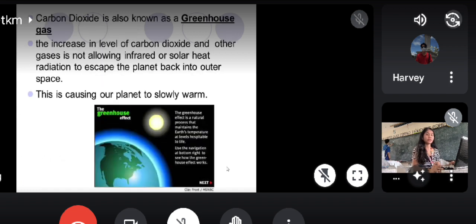Last is carbon dioxide. Carbon dioxide is also known as a greenhouse gas. The greenhouse effect is the increased level of carbon dioxide and other gases not allowing infrared solar heat radiation to escape the planet back into outer space. And this is what causes our planet to slowly warm.